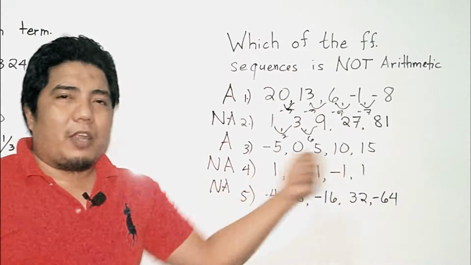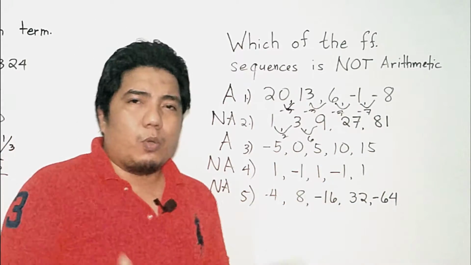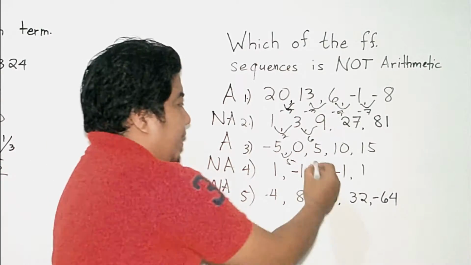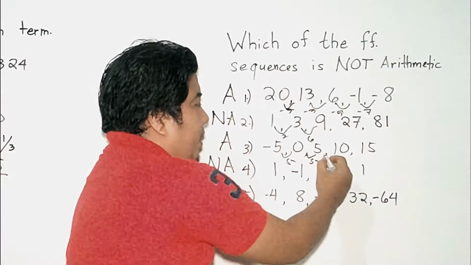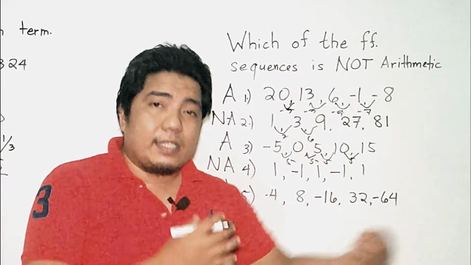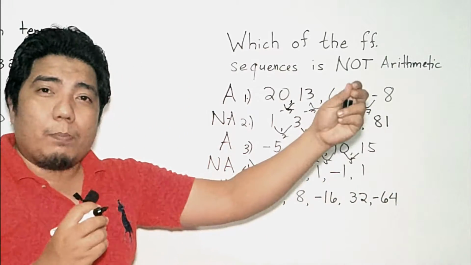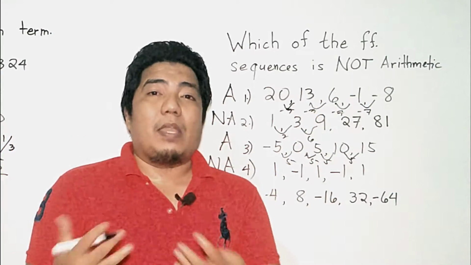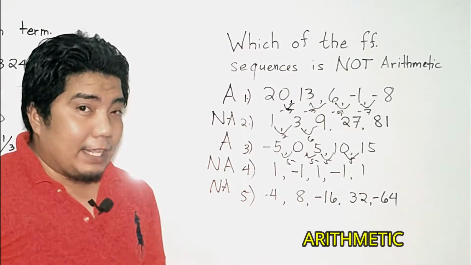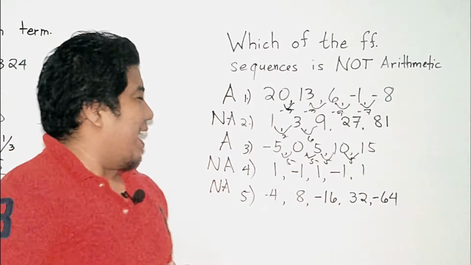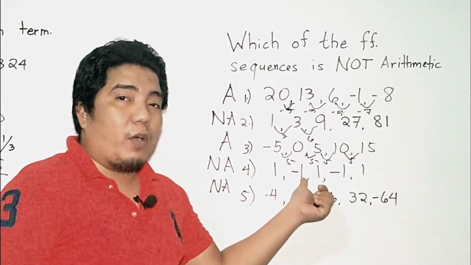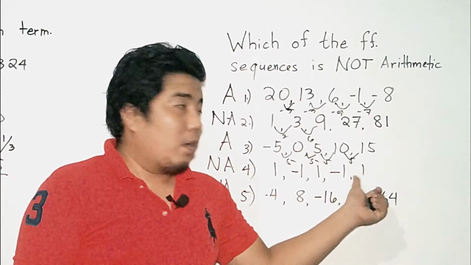Okay, now going here, negative 5 to 0, the difference is 5. 0 to 5, the difference is 5. 5 to 10, the difference is 5. 10 to 15, the difference is 5. Since this is increasing, meaning going bigger, therefore, we have a positive common difference. And we can consider that this is arithmetic. Easy, right? Okay. Now, going to our fourth sequence, we have 1, negative 1, 1, negative 1, 1.